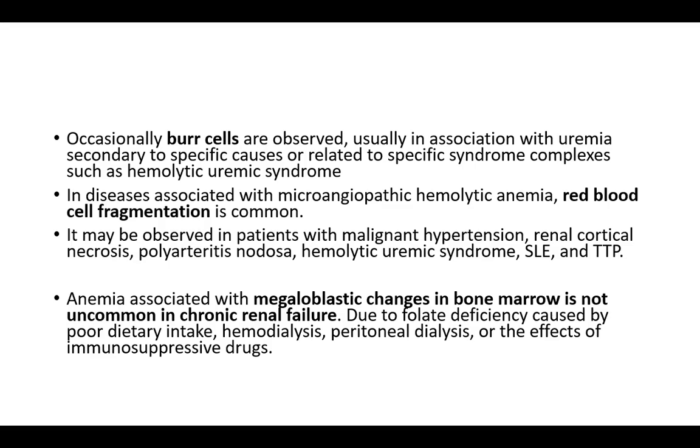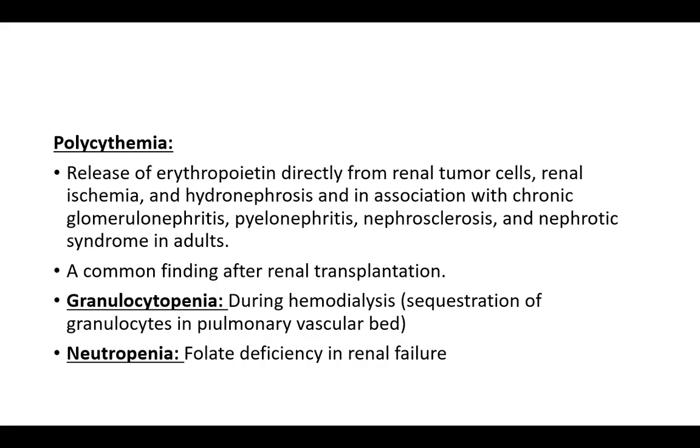Burr cells and red cell fragmentation are common and can be seen in most renal failure patients. Also, megaloblastic bone marrow can be seen in chronic renal failure patients, which may be due to folate deficiency caused by poor dietary intake, also due to hemodialysis or peritoneal dialysis. Or it may also be due to the immunosuppressive drugs used for those patients.